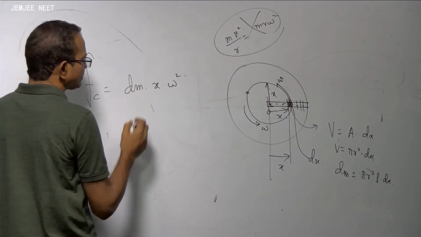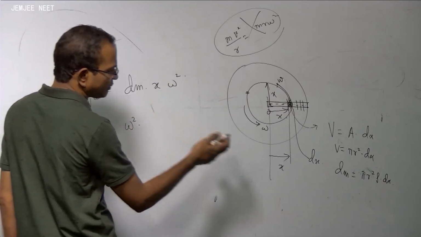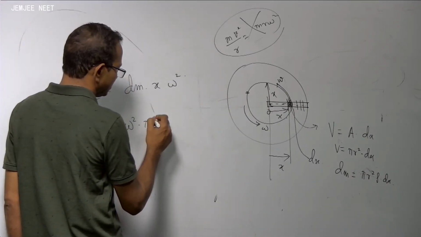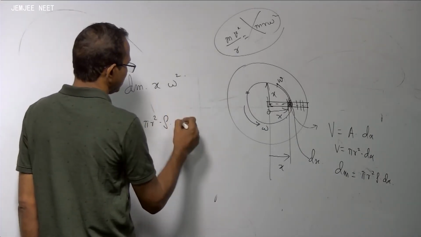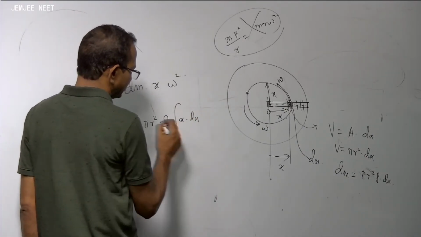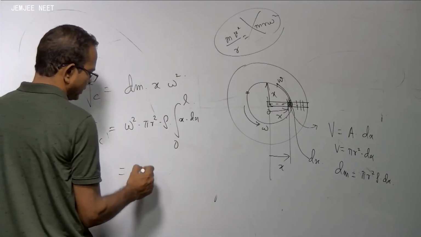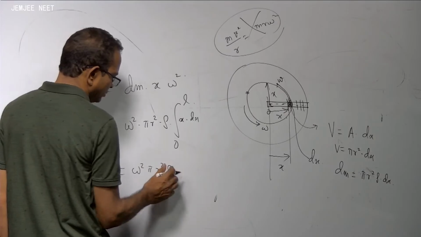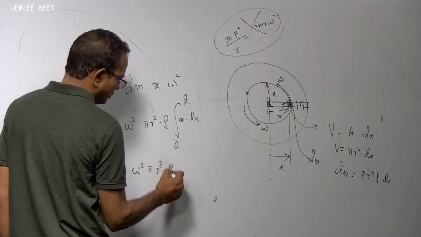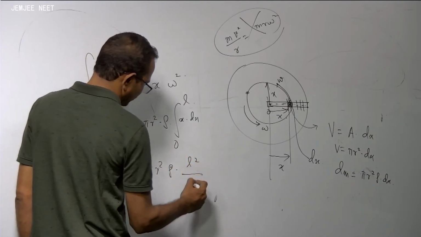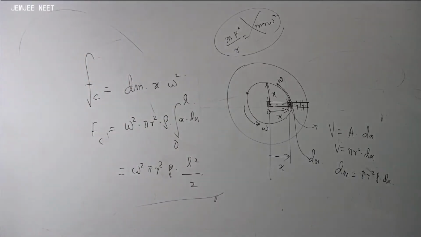Right? Substitute dm, omega square times dm is omega square pi r square rho into x into dx. Integration from 0 to L, that's it, the force is done. So omega square pi r square rho into L square by 2. Finished. That's the answer, the total force.